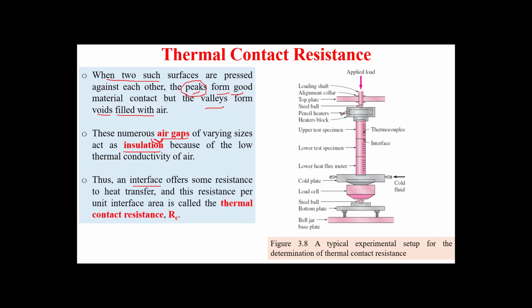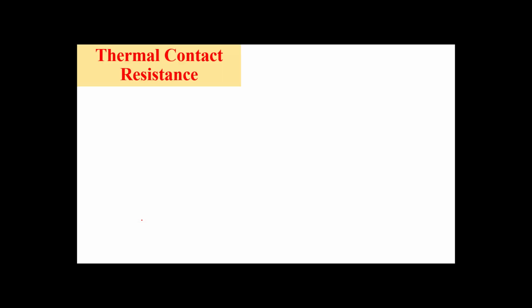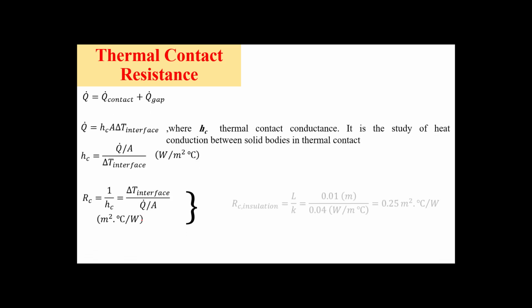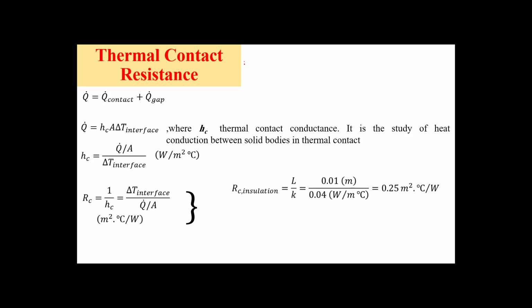Thus, an interface offers some resistance. If we have two materials pressed against each other, we have an interface, and this interface could be perfect or imperfect. If it is imperfect, it will offer some resistance to heat transfer. This resistance per unit interface area is called thermal contact resistance. I will explain this terminology next lecture, inshallah. See you until then.